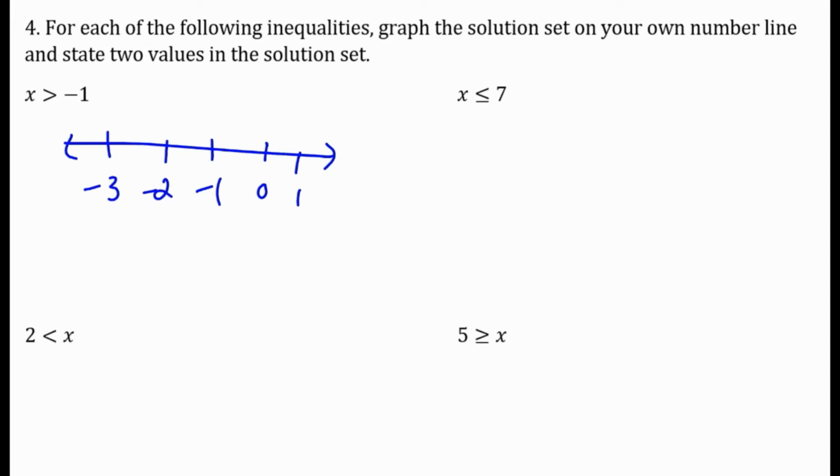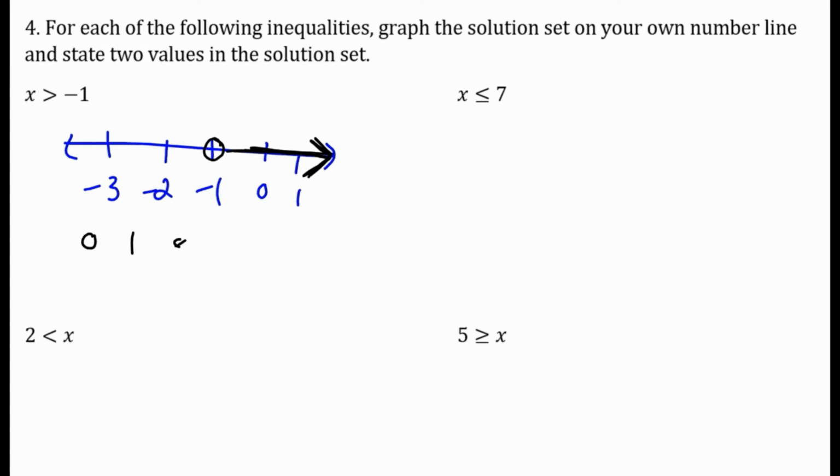What type of circle am I going to use? Well, can I include -1? Is -1 greater than -1? No, it is an open circle. I have an open circle there because it's not included. Then I need to say which way am I shading. I want to be bigger than -1. Well, bigger than -1 is to the right. And that's my graph.